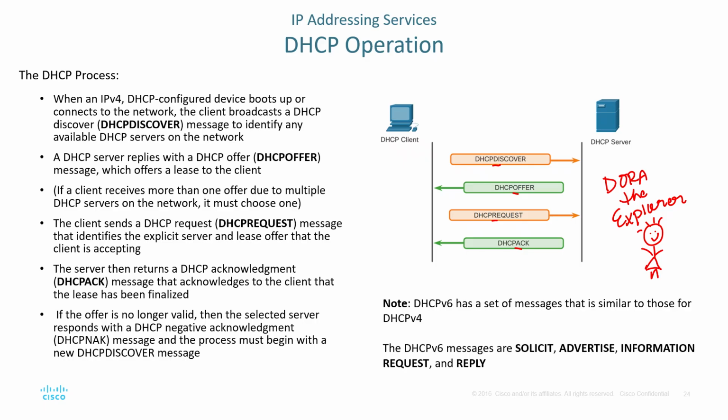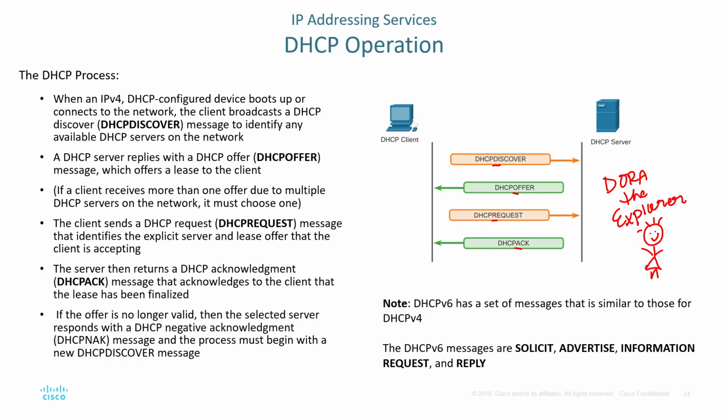If the end device takes too long to accept the offer, it may expire, just like in real life, kids. The offer may expire and you may have to start the process again. Okay? If the offer is no longer valid, the selected server would respond with a DHCP negative acknowledgement, a NAK message, and the process must begin with a discovery message again.